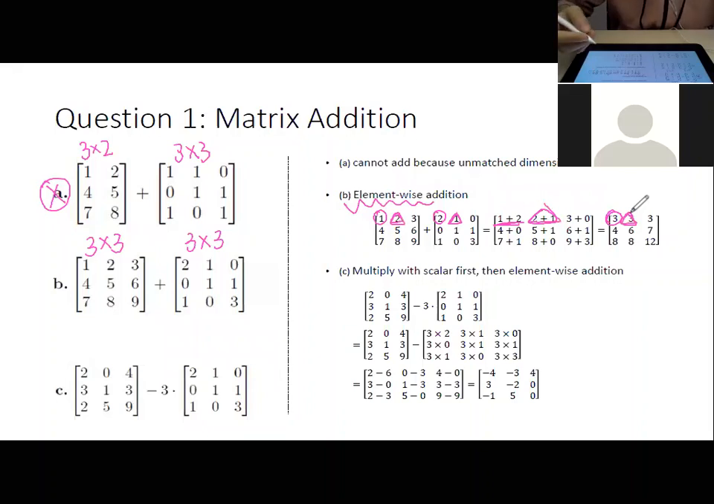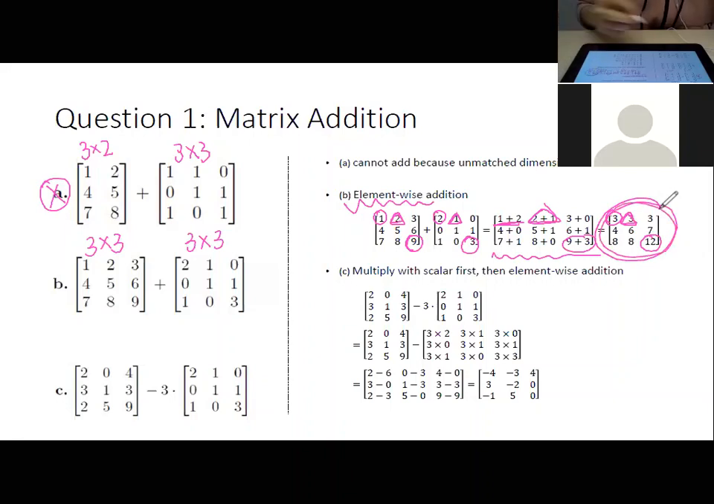So we just take one more example. For example, this element 9 and element 3 are at the same position. So we put them together to get the answer 12. So by solving question B, I think you already learn how to do matrix addition in the element-wise way. The students in the last tutorial asked whether we can skip this step. Actually, yes. I show the details because I want you to know what element-wise means. Once you are very familiar with the calculation, you can directly get the answer at the right side.